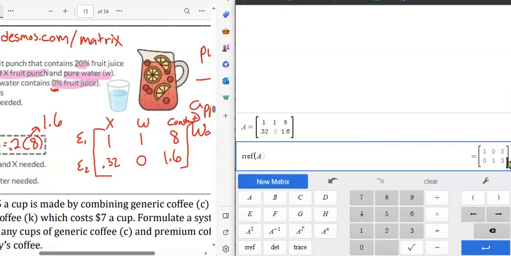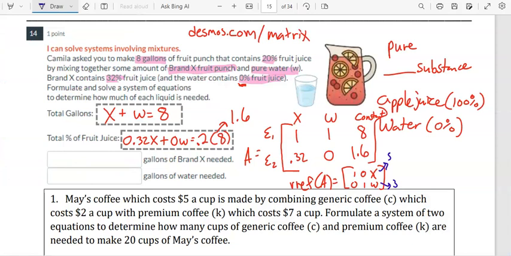And here's our answer. 5 and 3 are our solutions. 5 is how many gallons of brand X, and 3 is how many gallons of water for the mixture. So 5 gallons of brand X are needed, and 3 gallons of water are needed for this mixture.